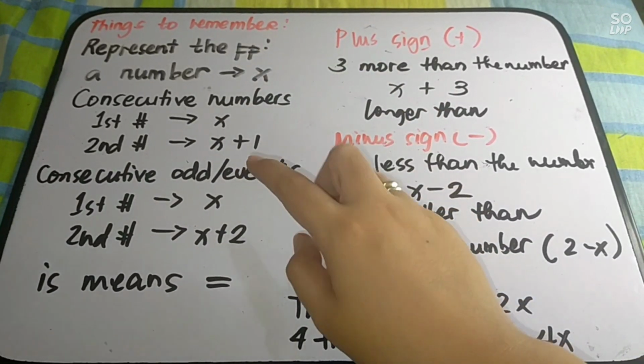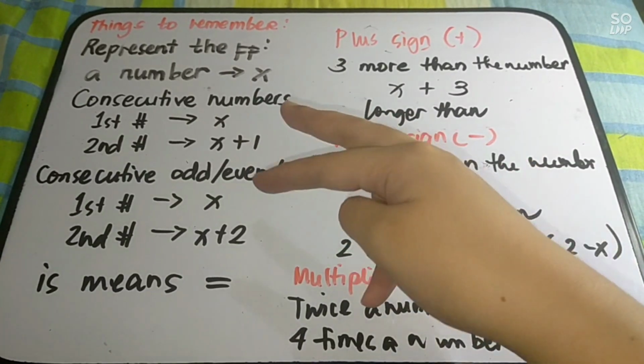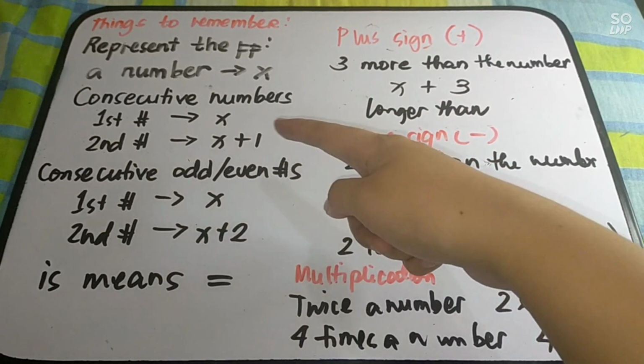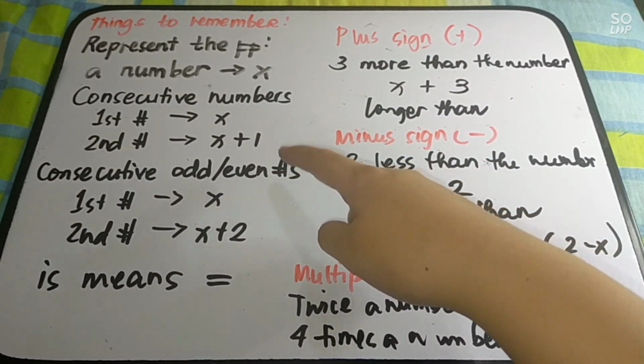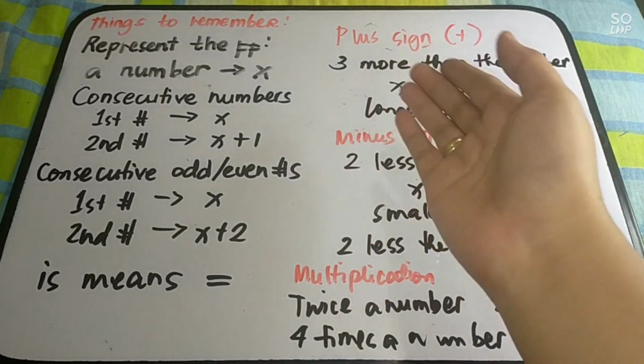So for us to represent the following, kapag ikaw ay nakarinig ng a number, you represent it as x. Kapag ikaw ay nakarinig ng consecutive numbers, so we have two numbers that are consecutive. The first number should be x, the second number should be x plus 1. Kung hanggang third number, syempre, ang susunod doon is x plus 2.